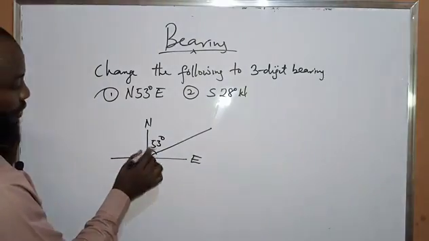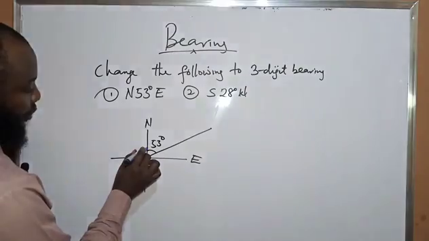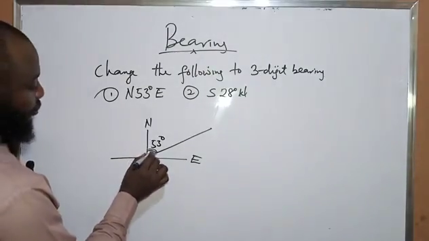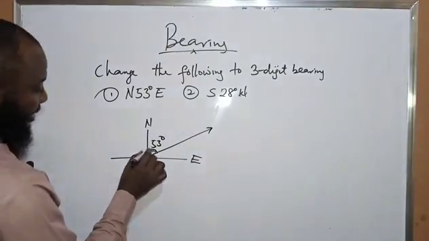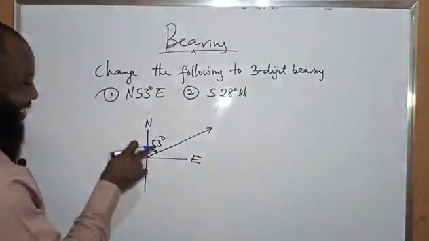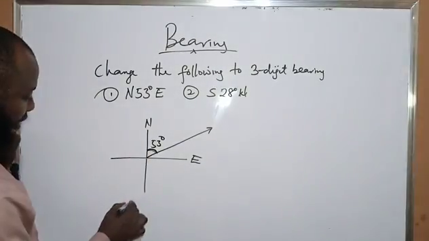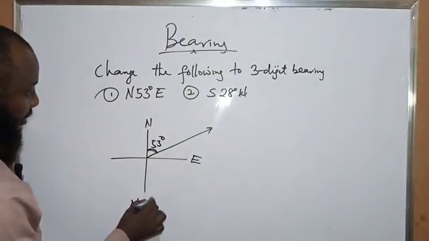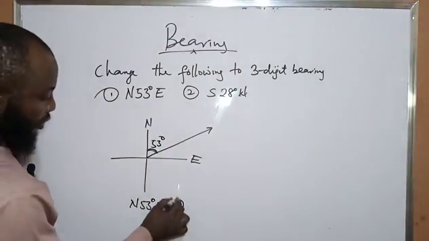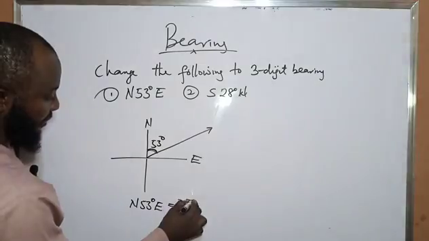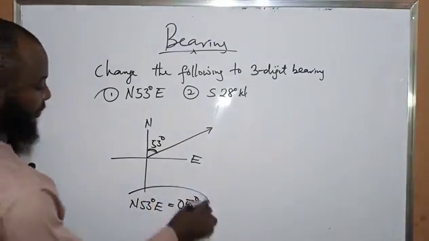We start from the north. Don't forget, we start from the north and move clockwise. So moving clockwise to this arrow line still gives us 53. But in writing it, it's not going to be 53 degrees. So north 53 degrees east will be equal to, we add 0 before 53, that will be 053 degrees. So this will be the answer. So that's how we solve this.